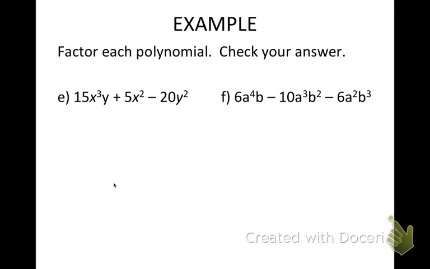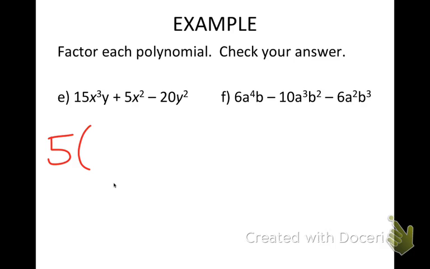All right. Let's get them a little bit more complicated. These are the last 2. Last 2. Here we go. So we got 15x to the third, guys, plus 5x squared minus 20y squared. Focus on the numbers first. 15, 5, and 20. The GCF would be 5. Now let's focus on the variables. Do they all have x's? No. So I can't take out an x. Do they all have y's? No. So I can't take out a y. So the only thing that the GCF is, is 5.